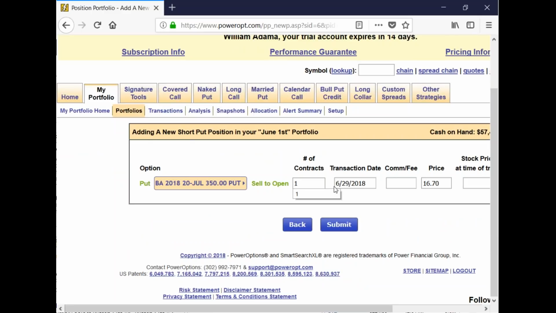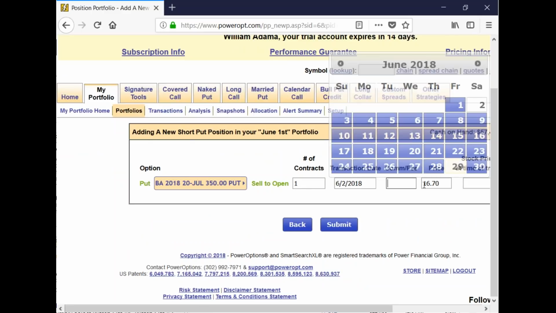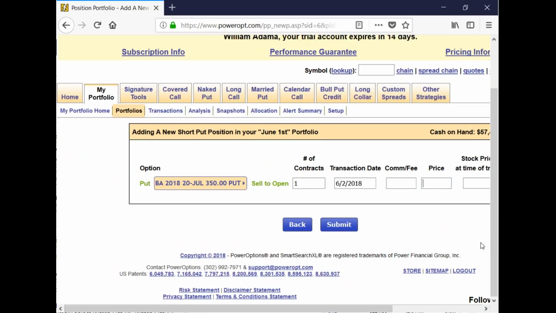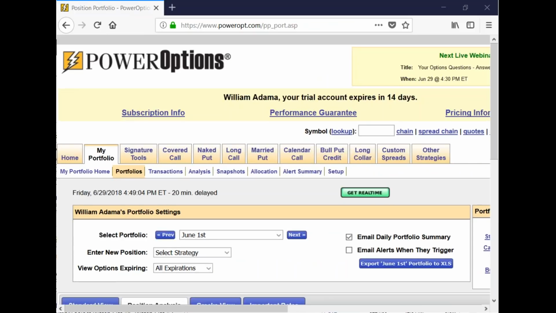Let's just do one contract again to keep the math simple. Doesn't matter when you entered it, but we'll just change the date. Let's say you got $450 for it. Maybe you didn't get that much. It's okay, Alan.